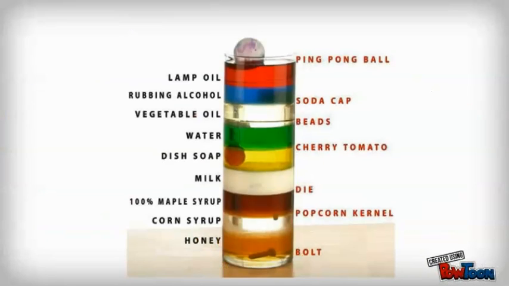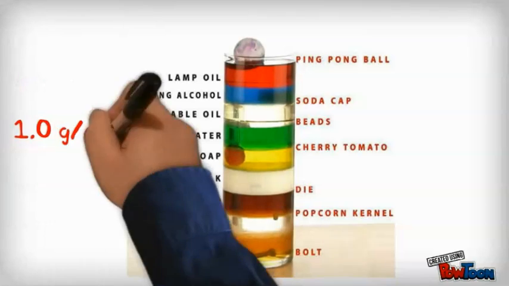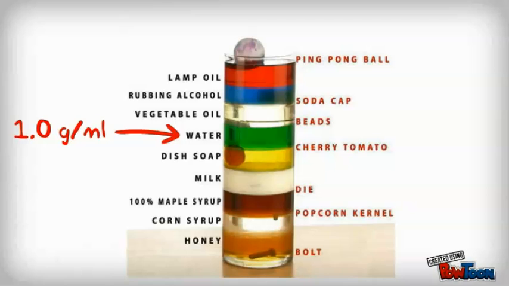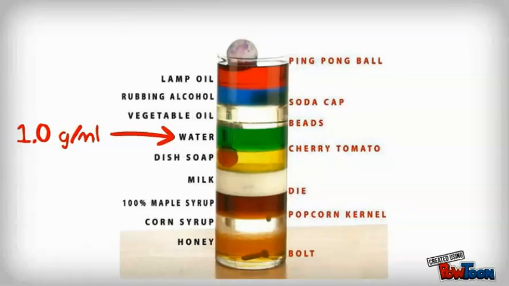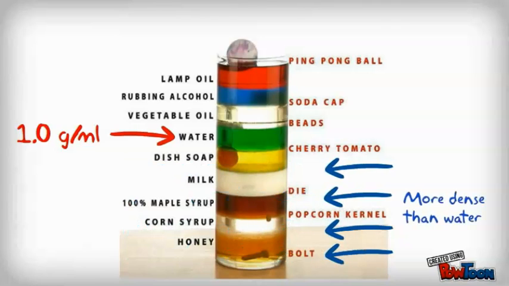An object's density determines if it will sink or float. Liquid water has a density of 1 gram per milliliter. If an object has a density higher than 1 gram per milliliter, it will sink. If the density is less than 1 gram per milliliter, it will float.